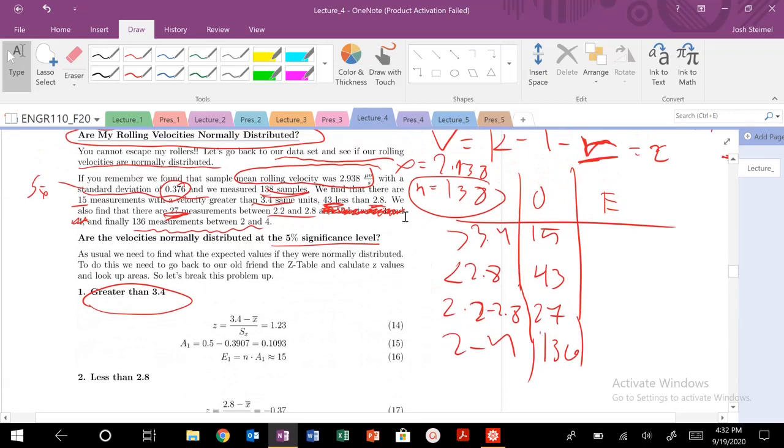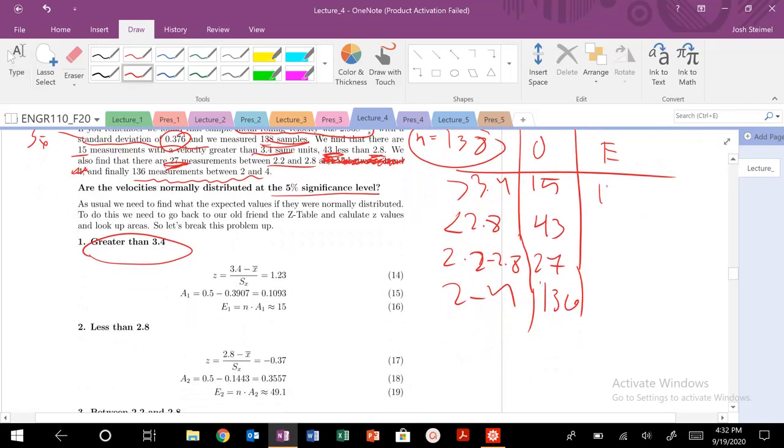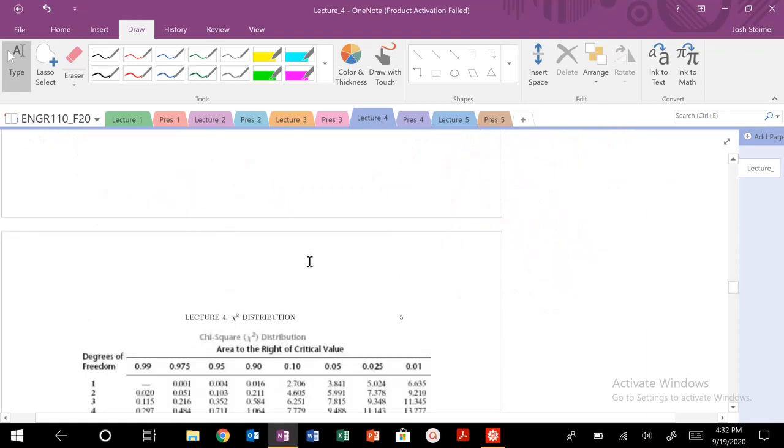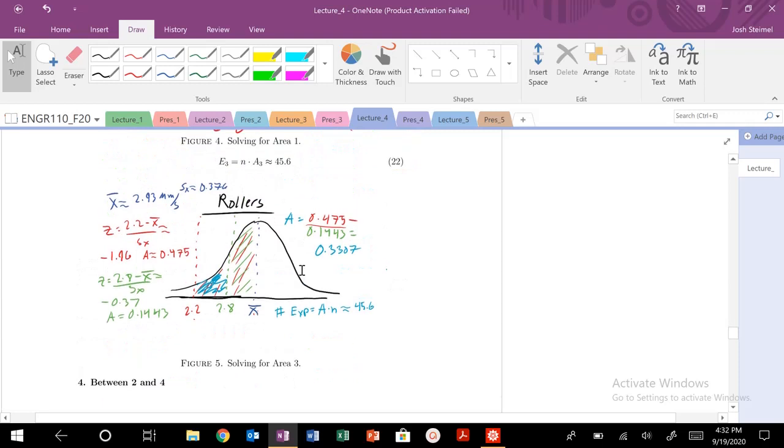So going back up here, my expected value matches here, 15. So far, so good. Less than 2.8, very similar procedure. So let's see where I fall on my curve here. If I want to look at just less than 2.8, here's my value of z equals 0. My value from 0 to 2.8 is going to be what? Well, as you can see here, that z value is minus 0.37.